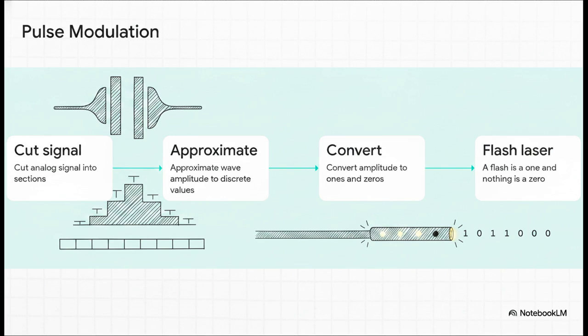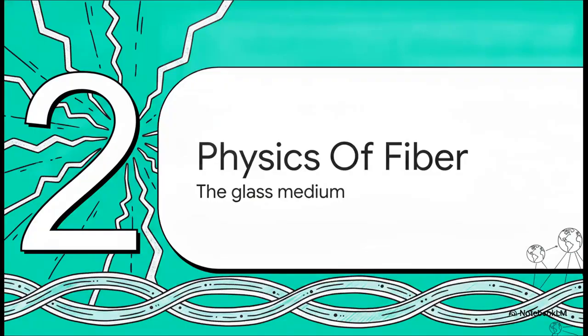And here's the cool part. We literally flash a laser to send that exact sequence down a cable. A flash is a 1, darkness is a 0. Simple as that. Moving on to Section 2, the physics of fiber, the glass medium.